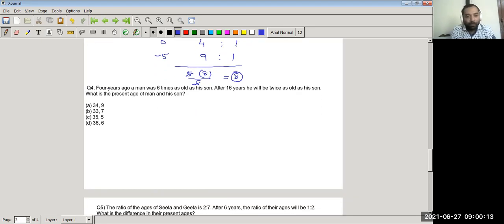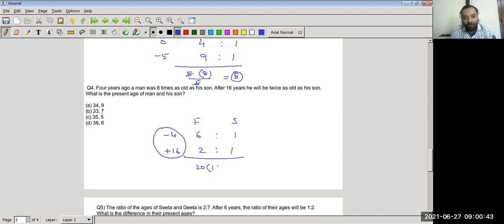So now next question is 4 years ago man was 6 times as old as his son. So again father and son age 4 years ago. So minus 4. 6 times the son, 6:1. After 16 years, so plus 16, he will be twice as old as his son. So we have to find a gap. 16 and 4, it will be 20-year gap.